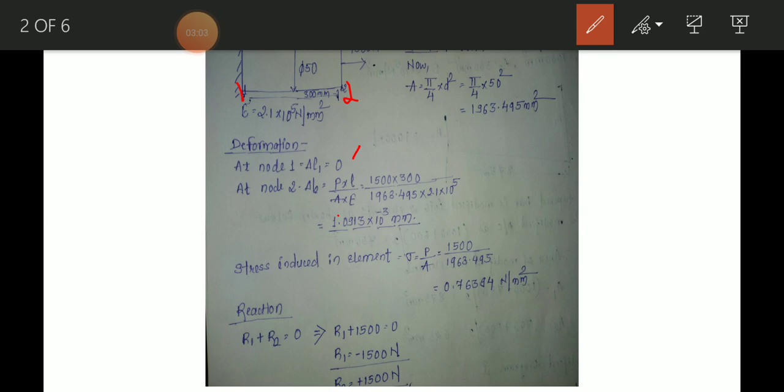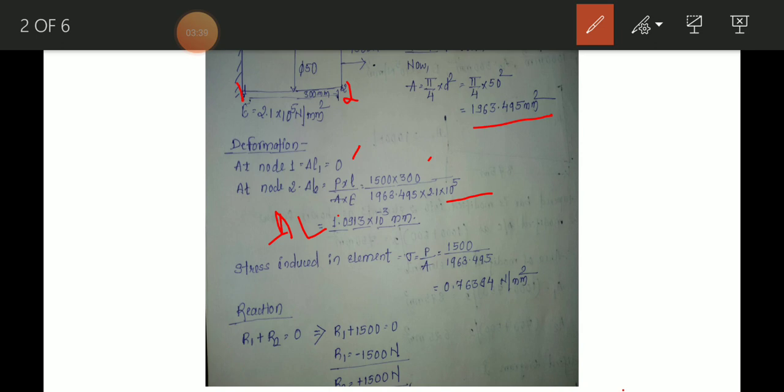So at node number 2, the formula is PL by AE. P is 1500. L is 300. A is 1963, which we already calculated, and Young's modulus is 2.1 into 10 raised to 5. So when you solve this, you will get deformation, that is delta L, equal to 1.0913 into 10 raised to minus 3 mm. Fine. I hope this calculation is clear.